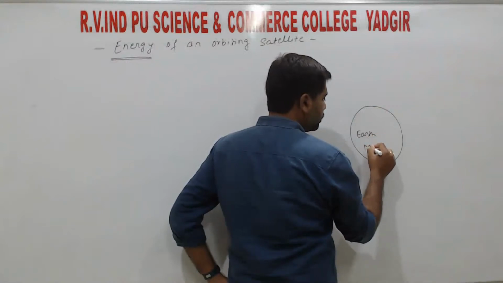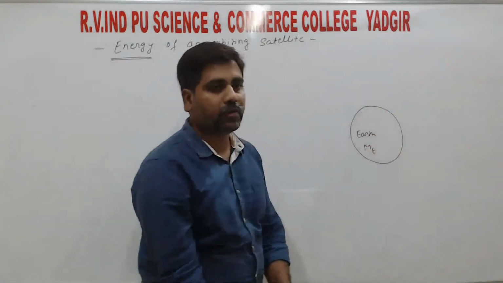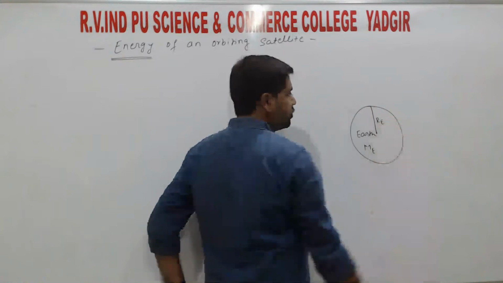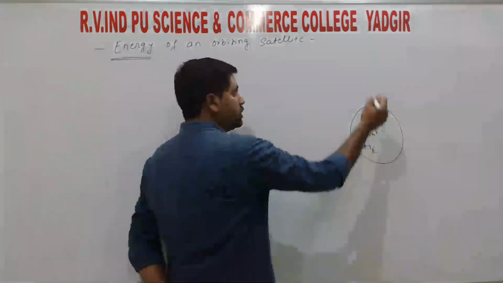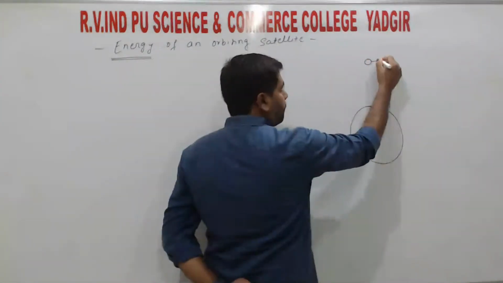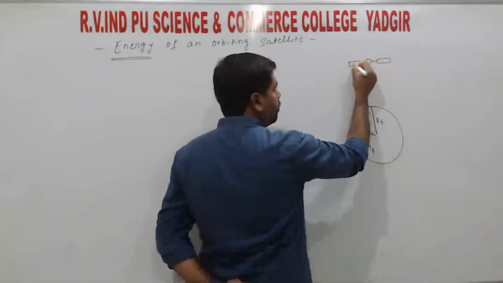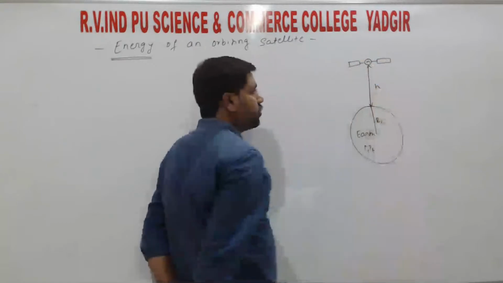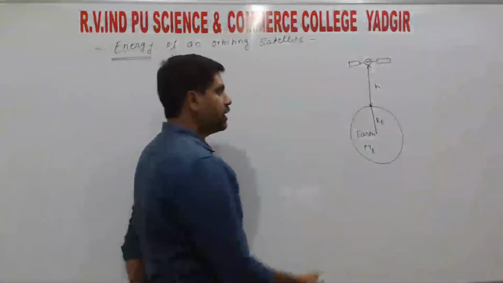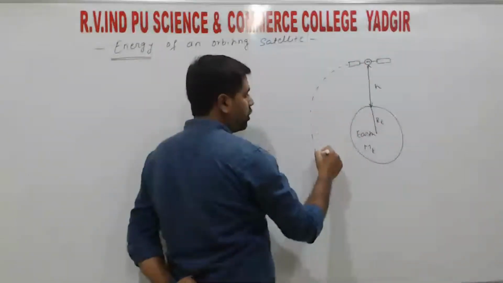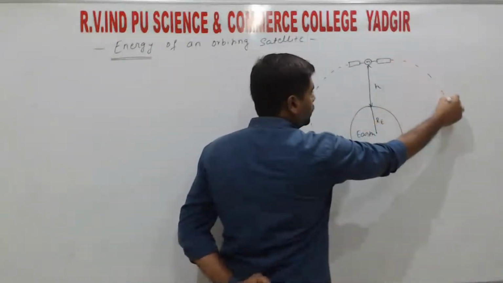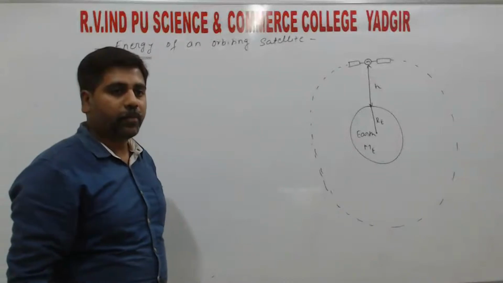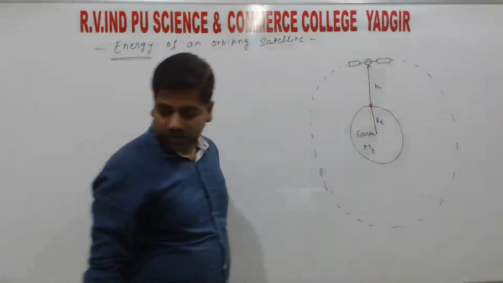So earth has mass, that is capital ME, where ME is the mass of the earth, and from the center, RE is the radius of the earth. So consider one satellite of mass m at a height h from the surface of the earth, right? Now this satellite is moving or revolving around the earth in a circular path, so the radius of the orbit becomes RE plus h, right?